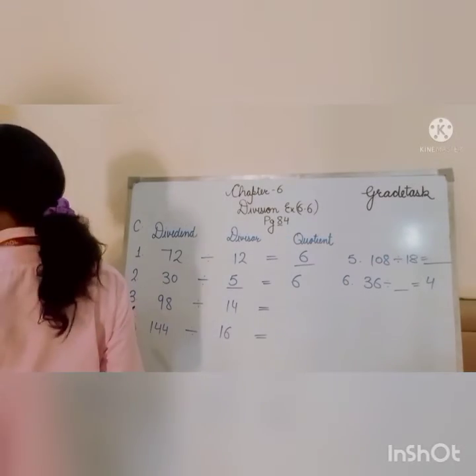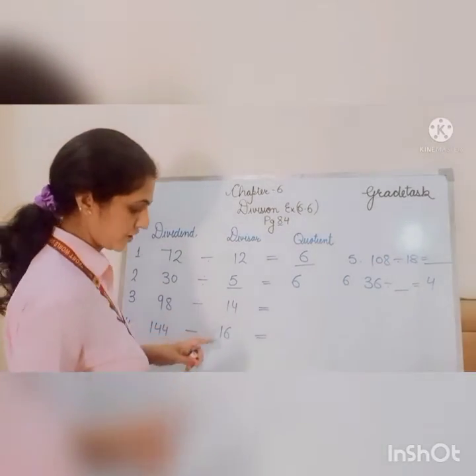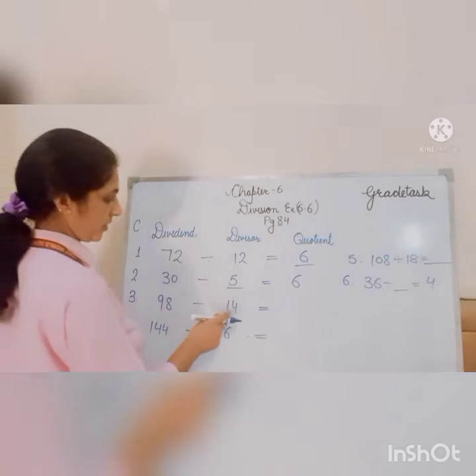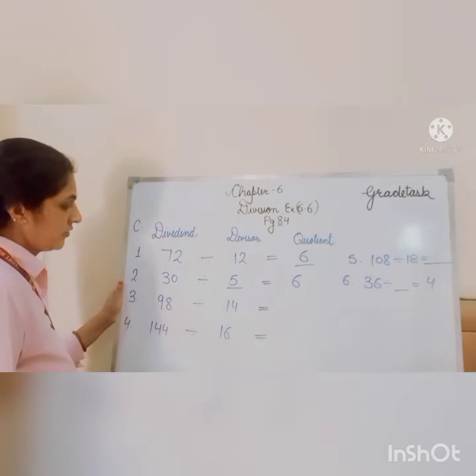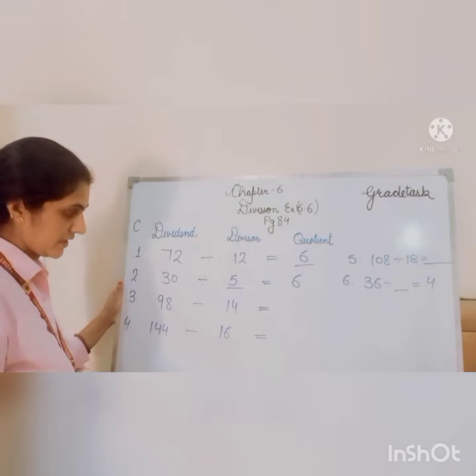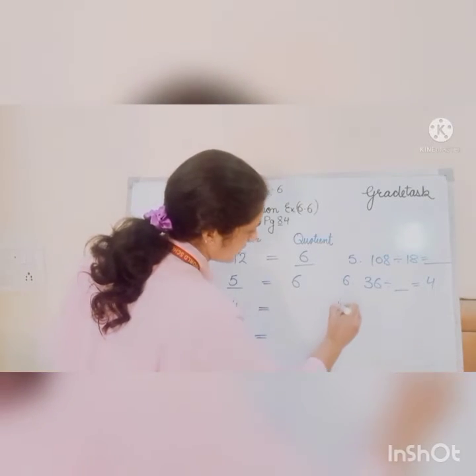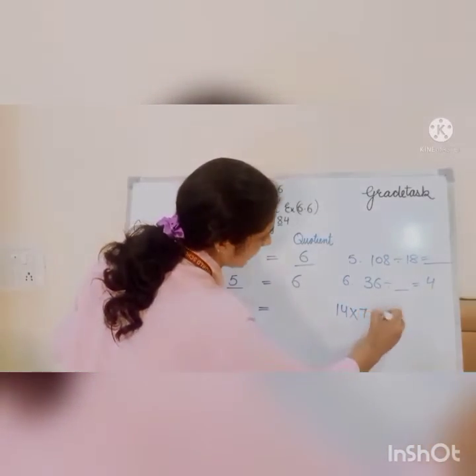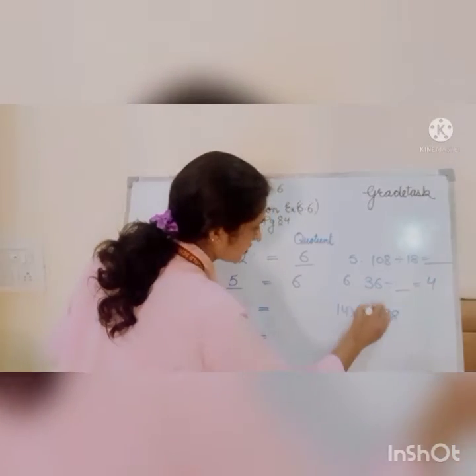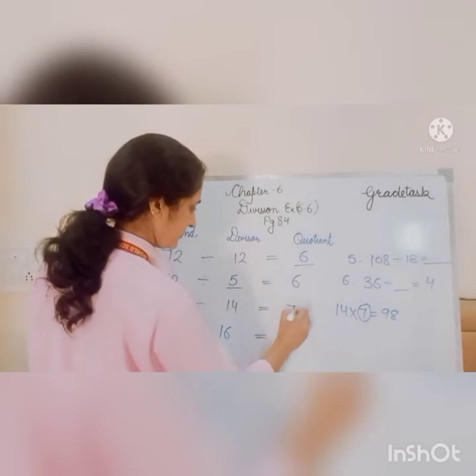Same way, 98 when divided by 14. Now you have to see the 14 table. In the 14 table, where are you getting 98? 14 sevens are 98. Okay, so 7 will be your answer.